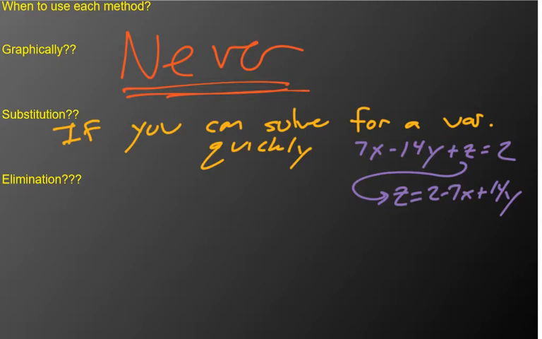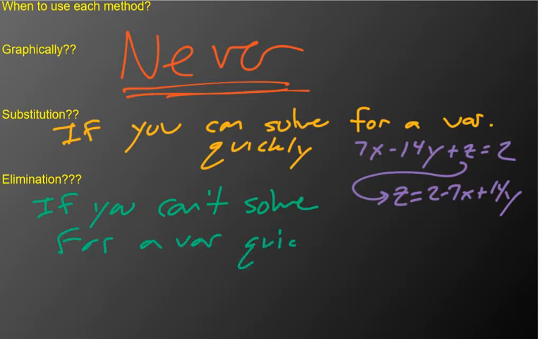And elimination, I would do if, honestly, it's almost easier to say, if you can't solve for a variable quickly. So also look for those common multiples with the coefficients. If you see a 5x and a 15x or something like that, that could be a good situation for elimination.